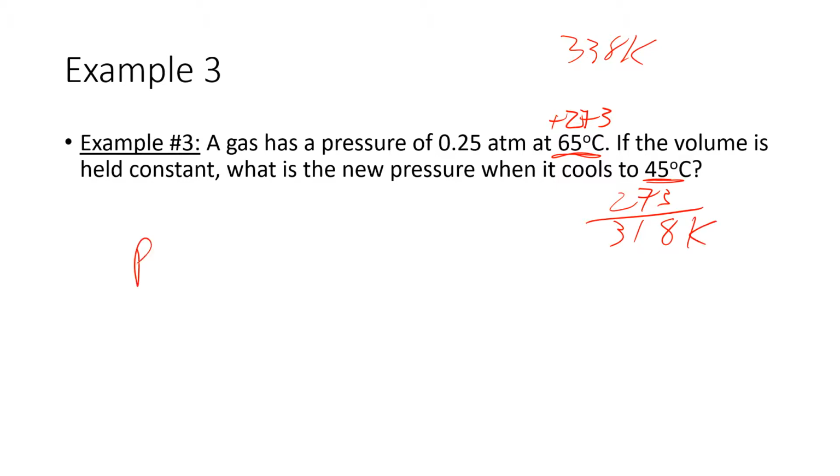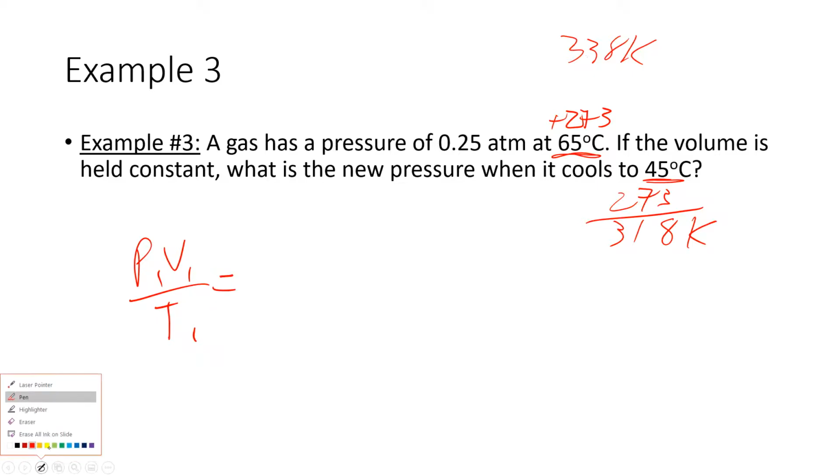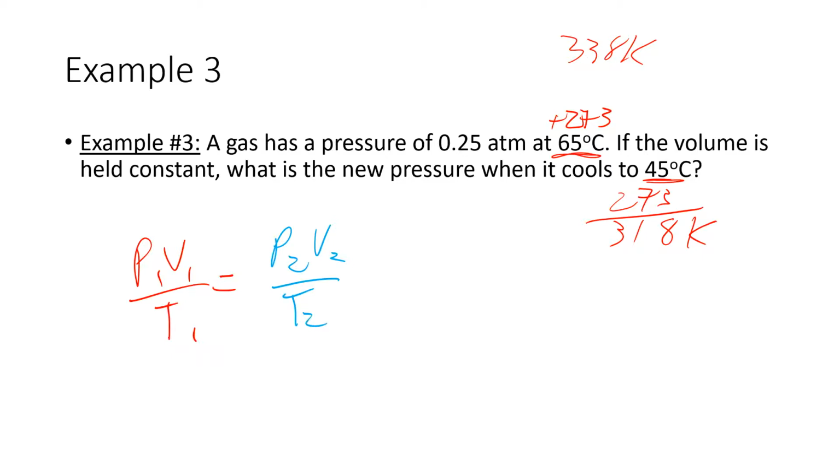So now we're setting this up, P1V1 over T1 equals P2V2 over T2. Now notice something's held constant here. The volume is held constant. So that means that V2 is equal to V1, and because of that, they would eliminate each other from this equation. If that doesn't make sense to you, you can just set them both equal to 1. Since they equal a constant, you can just set them both equal to 1, and it'll make your life easy.